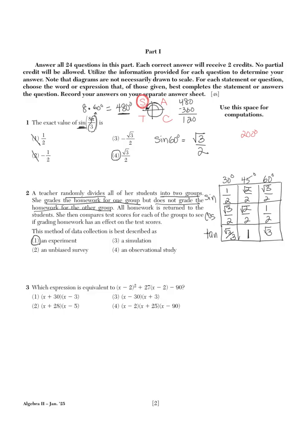An experiment, anytime you're doing a random assignment, 2 groups, one group, something happens, but the other group, the opposite happens, that would be an experiment. Okay, number 3, the answer is choice 2.